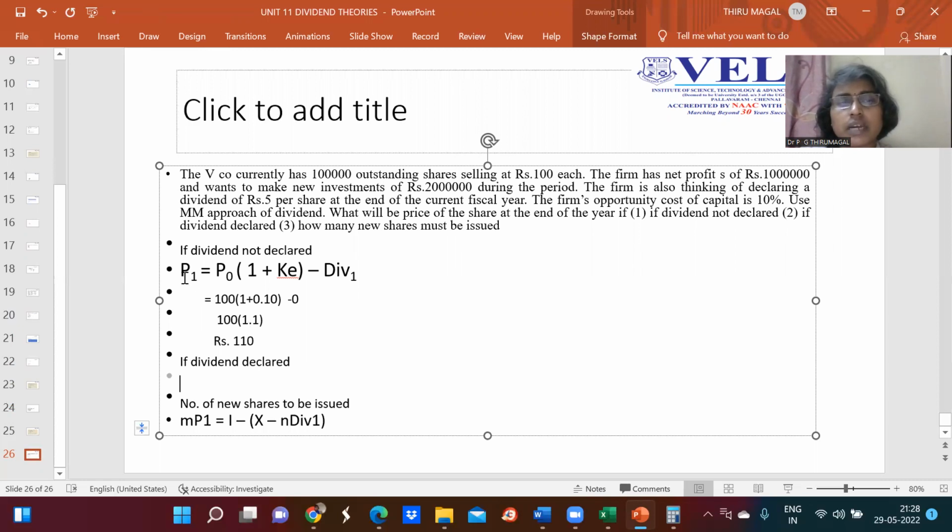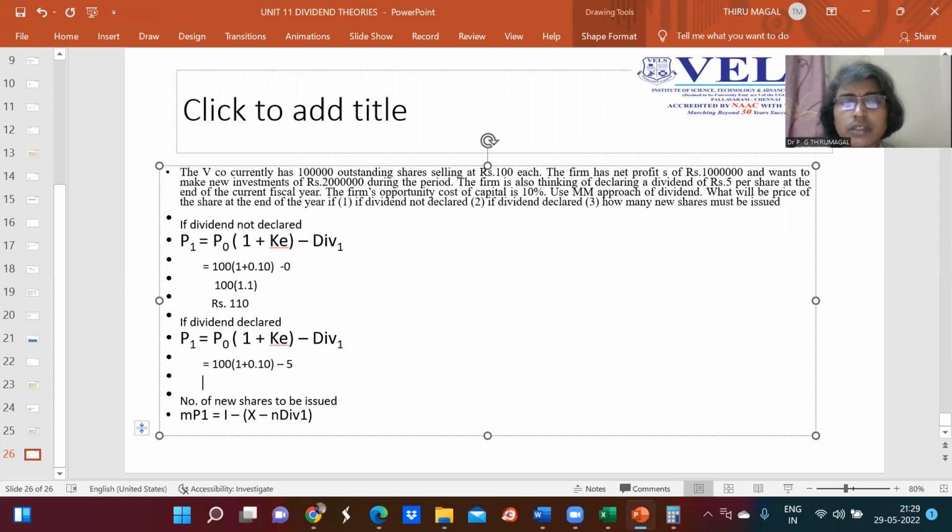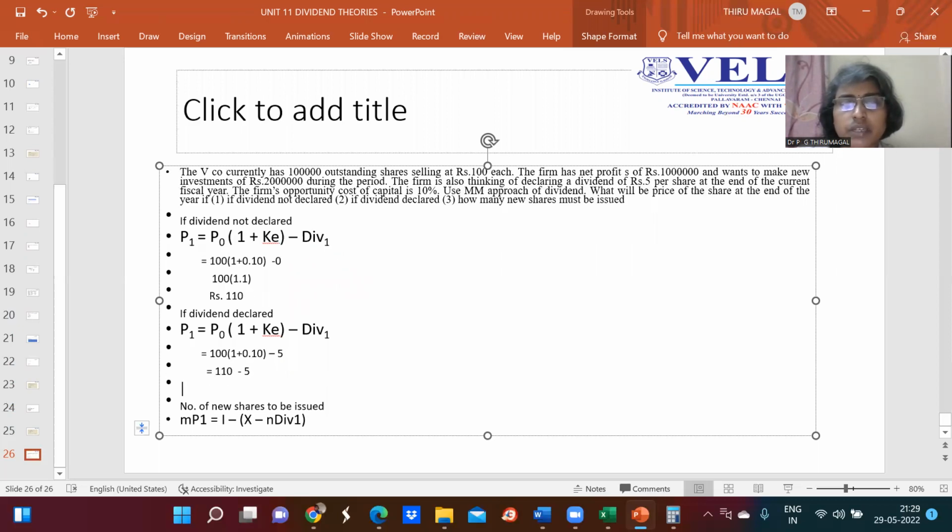Now what happens to the share price if dividend is declared? The same formula we are supposed to use here. The current share price is again 100 into 1 plus KE, again 10% means 0.10, minus dividend. Dividend they are declaring here is rupees 5. If you simplify, 100 into 1.10 means 110, minus 5, which is 105. That is, when dividend is declared, the share price is 105.